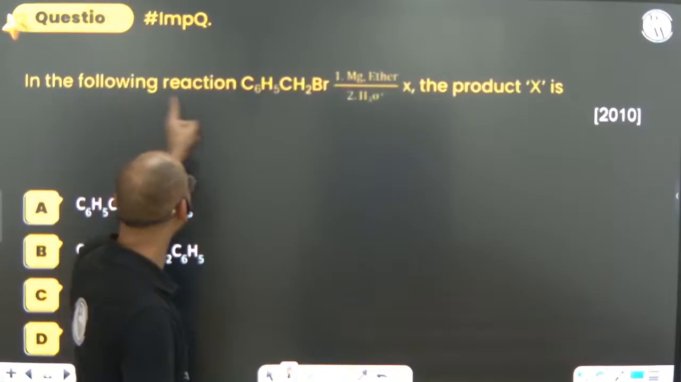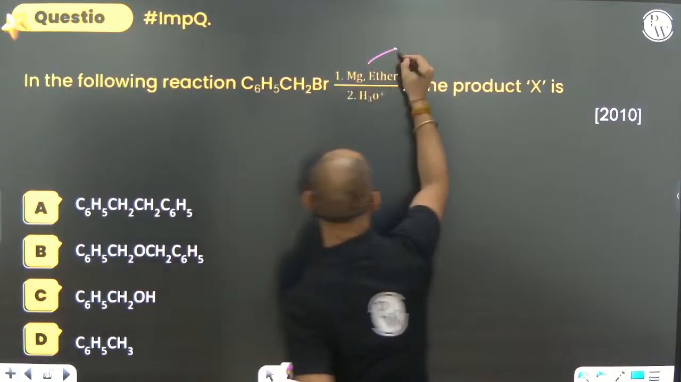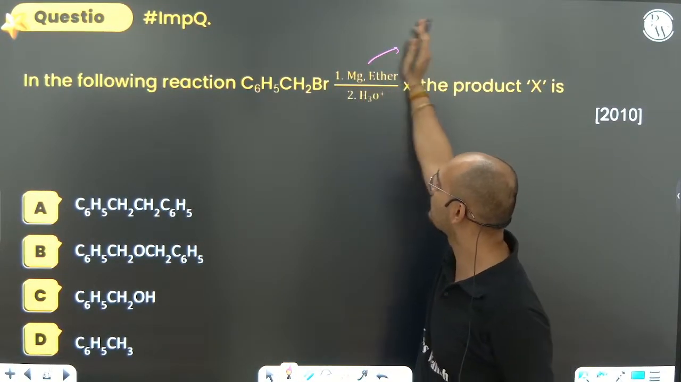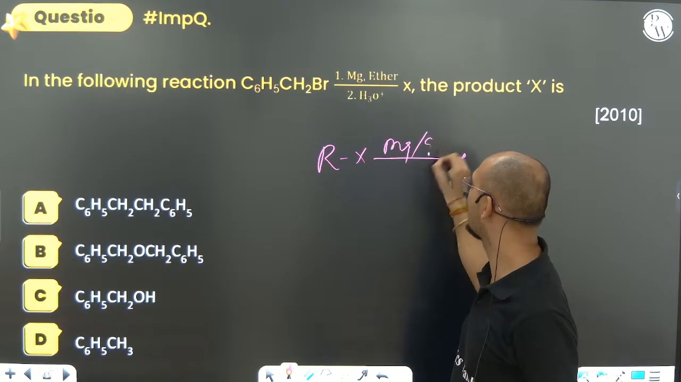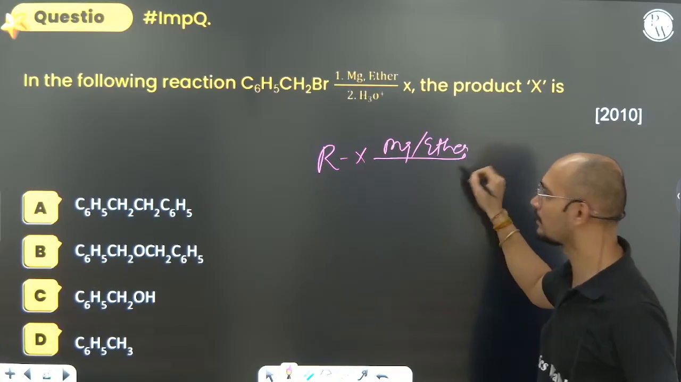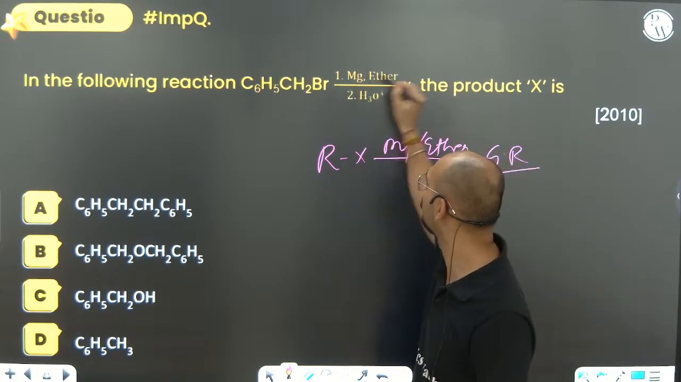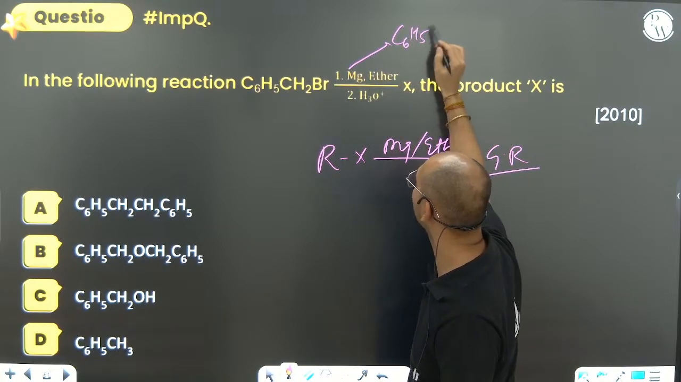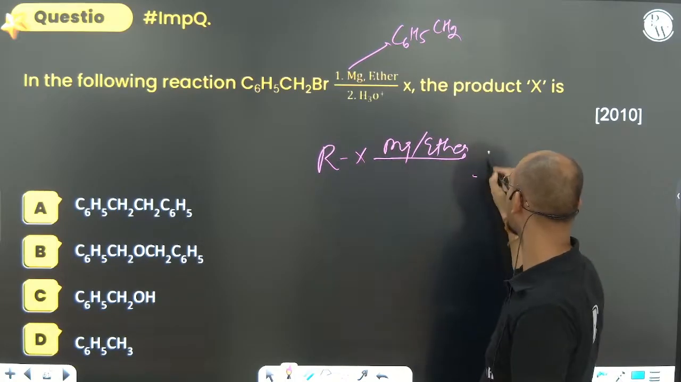Okay, in the following reaction C6H5CH2Br, this is the product X. अच्छा, यहाँ पे आपको दिख रहा है कि ये क्या है? It is Mg and ether. Means first of all you have to form, first step is formation of, always remember, RX plus Mg in ether converts, it is the formation of Grignard reagent. So first step is going to be C6H5CH2. अब देखो यहाँ पे क्या है, RX था, ये किस में बन जाता है?